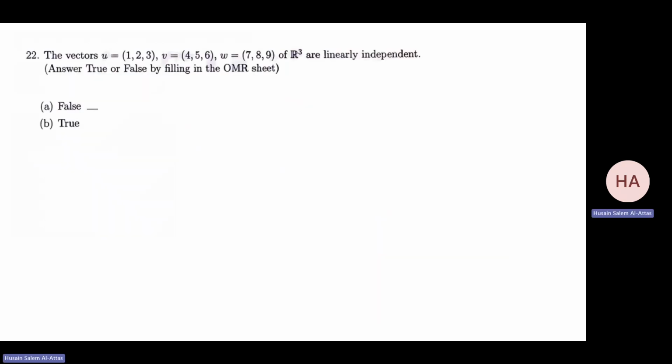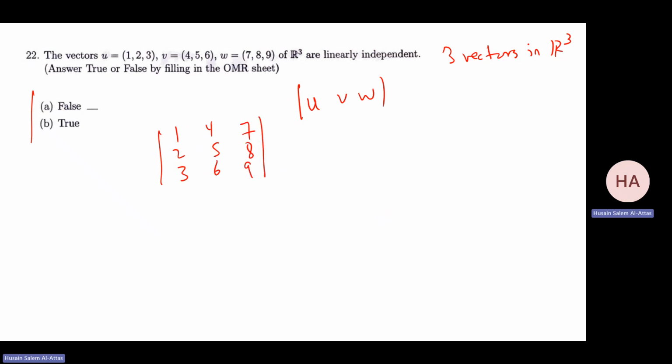Okay. The vectors are linearly independent. This one we have true or false. What I will do: they have three vectors in R3. Three vectors in R3, I check their determinant of U, V, W. If it is equal to zero, they are linearly dependent. If it's not equal to zero, they are linearly independent. So check the determinant: 1, 2, 3, 4, 5, 6, what a nice one, 7, 8, 9.